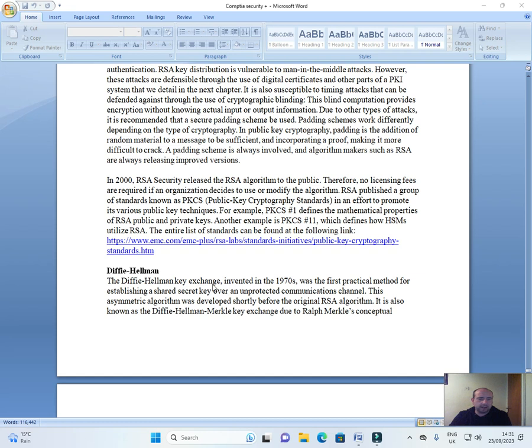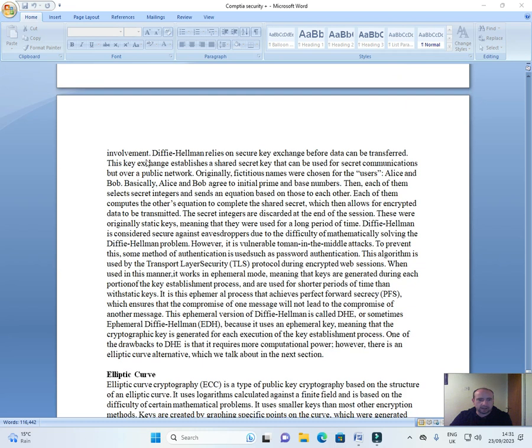Diffie-Hellman. The Diffie-Hellman key exchange, invented in the 1970s, was the first practical method for establishing a shared secret key over an unprotected communications channel. This asymmetric algorithm was developed shortly before the original RSA algorithm. It is also known as the Diffie-Hellman-Merkle key exchange due to Ralph Merkle's conceptual involvement. Diffie-Hellman relies on secure key exchange before data can be transferred. This key exchange establishes a shared secret that can be used for secret communications, but over a public network.